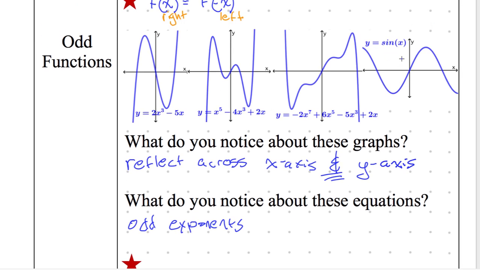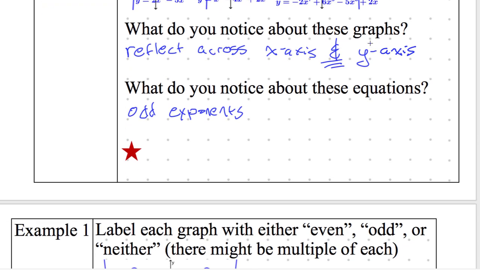Sine is technically an odd function because it follows the rule: if I reflect over the x-axis and then the y-axis, this point will match up with this point once it gets reflected. So that technically is an odd function. It's just not an odd polynomial because sine of x is not a polynomial. Not unless you do the expanded form of sine of x, but you don't do that until calculus.